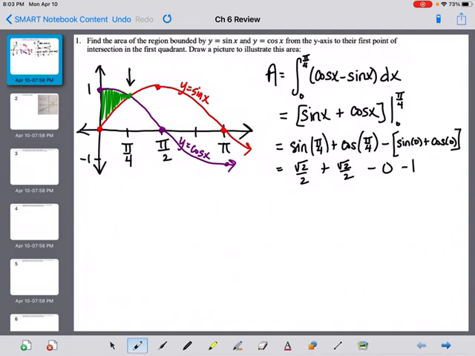So I end up with square root of 2 over 2 plus square root of 2 over 2, which would be 2 square roots of 2 over 2, or just square root of 2, minus 1. So there's my answer in its exact form, and that's how I'm going to leave it. Of course, a decimal approximation is fine. Just make sure you're rounding to 3 places past the decimal.